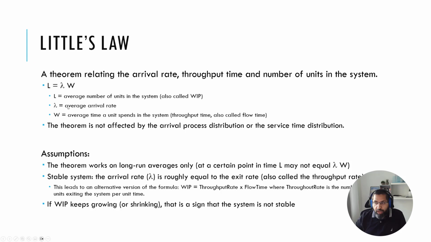Lambda is the average arrival rate. Over a period of time, on average, what is the arrival rate of units entering the system? For a service process in healthcare, it could be the number of patients that arrive to be processed by that process. And W is the throughput time, the average time a unit spends in the system.